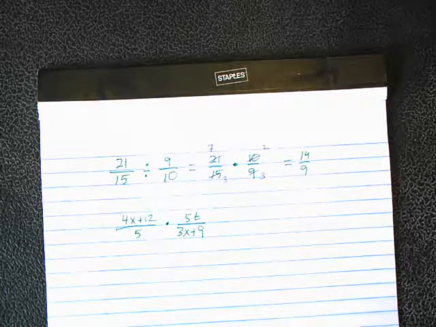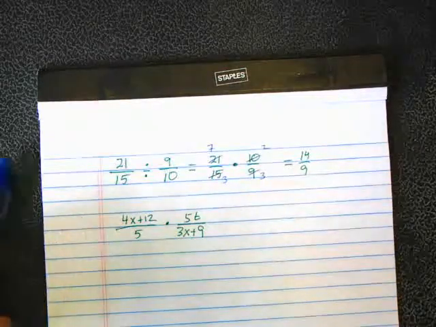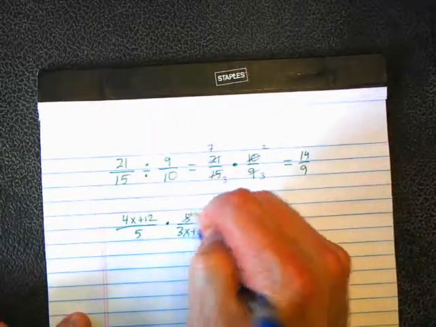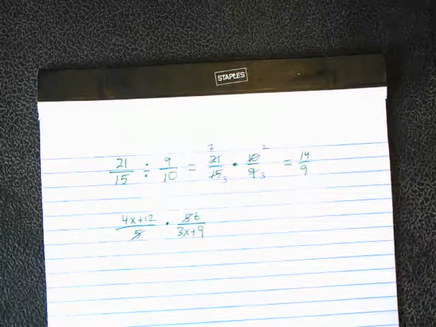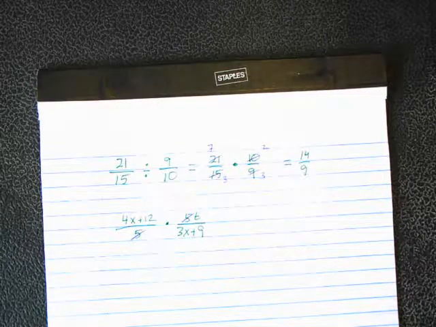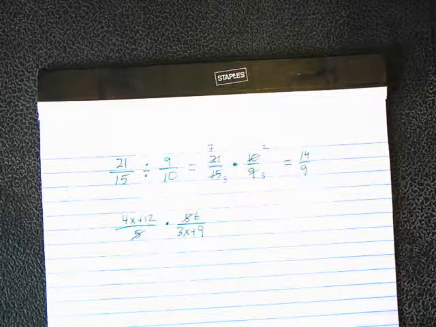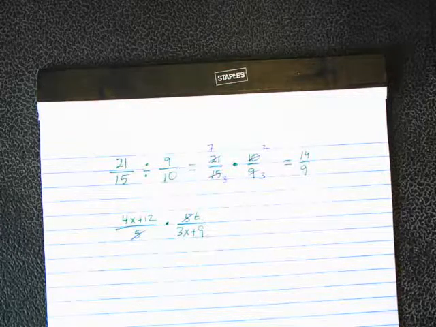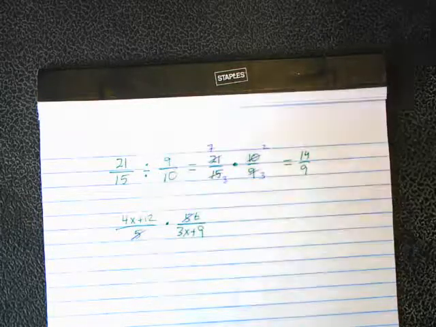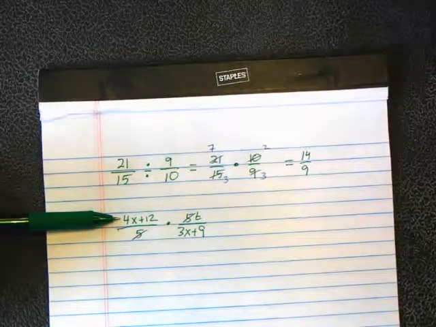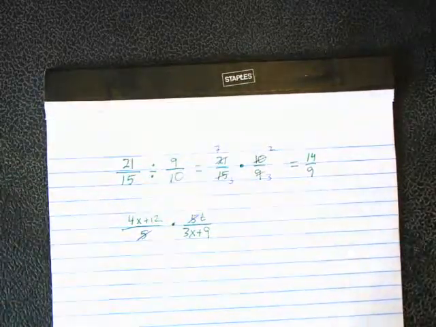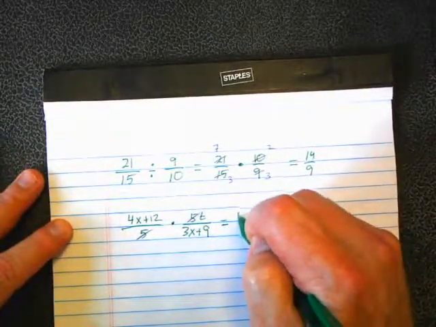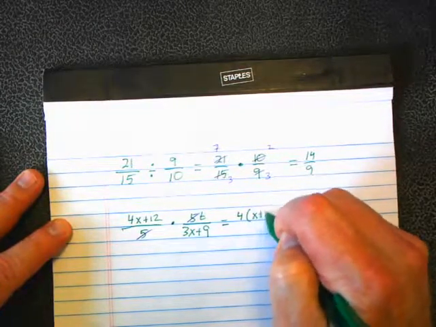Look for anything that can be reduced. Do you see anything right away? The 5 right away can be reduced. All right. Anything else right away that can be reduced? No, I don't think so. But what can I do? I could factor 4x plus 12. How would you factor that? Take a 4 out. All right. So I'm going to factor. I'm going to take a 4 out. That's going to leave x plus 3.